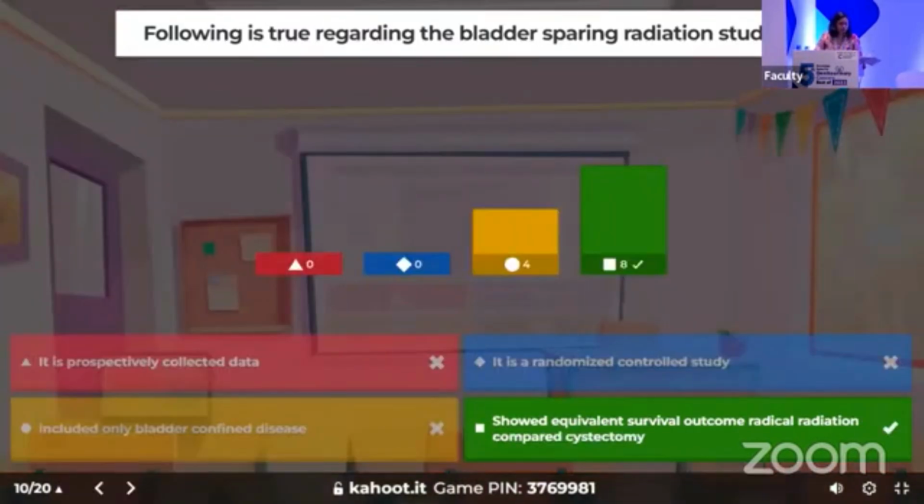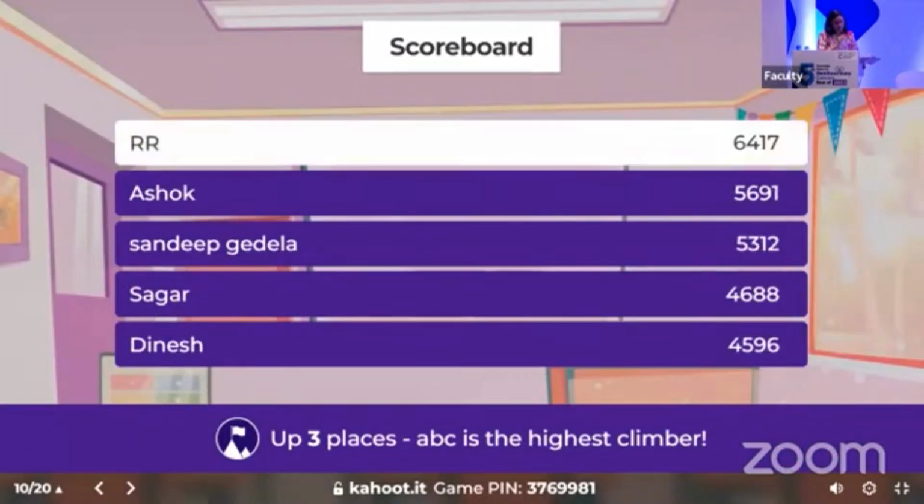So the right answer is option D, that is equivalent survival outcomes in the radical radiation and the cystectomy groups. 8 have got it right. Let's look at the scores. So RR still continues his winning streak, that is over 6,000 points, and Ashok is a close second. We'll go on to the next question, 11.